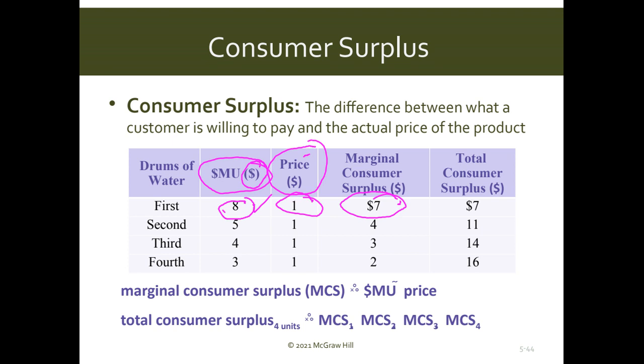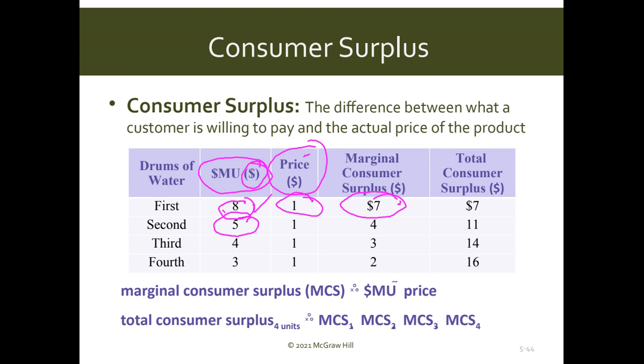For the second unit, you are willing to pay $5. Why are you willing to pay $5 instead of $8? Because of diminishing marginal utility. So now you are receiving less utility in terms of dollars. You're receiving $5 worth of utility. Why would you pay more than $5?